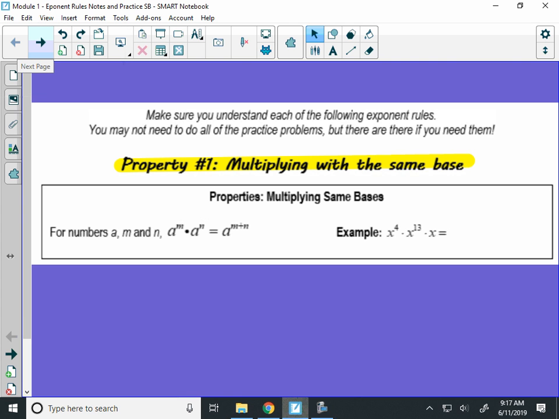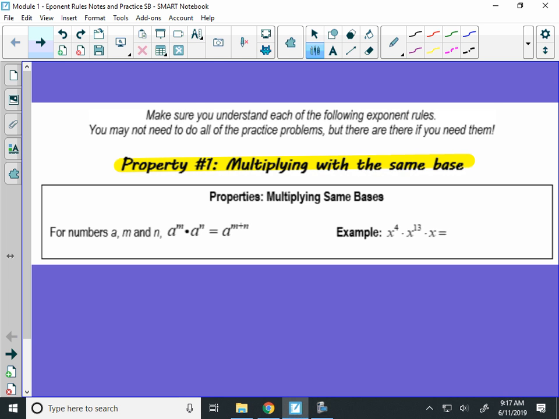Alright, this video is for exponent property number 1, multiplying with the same base. There's a mathematical definition on the left. I'm going to talk about the example on the right in the box because sometimes it's easier to see how to do the exponent property when you don't have a bunch of letters.